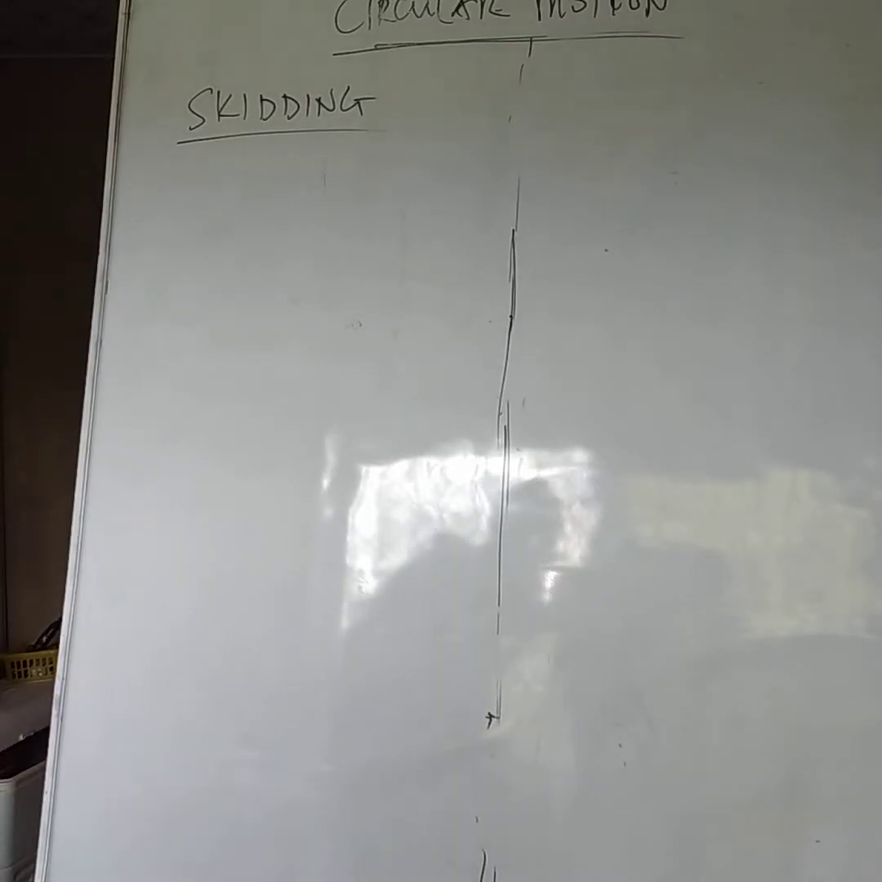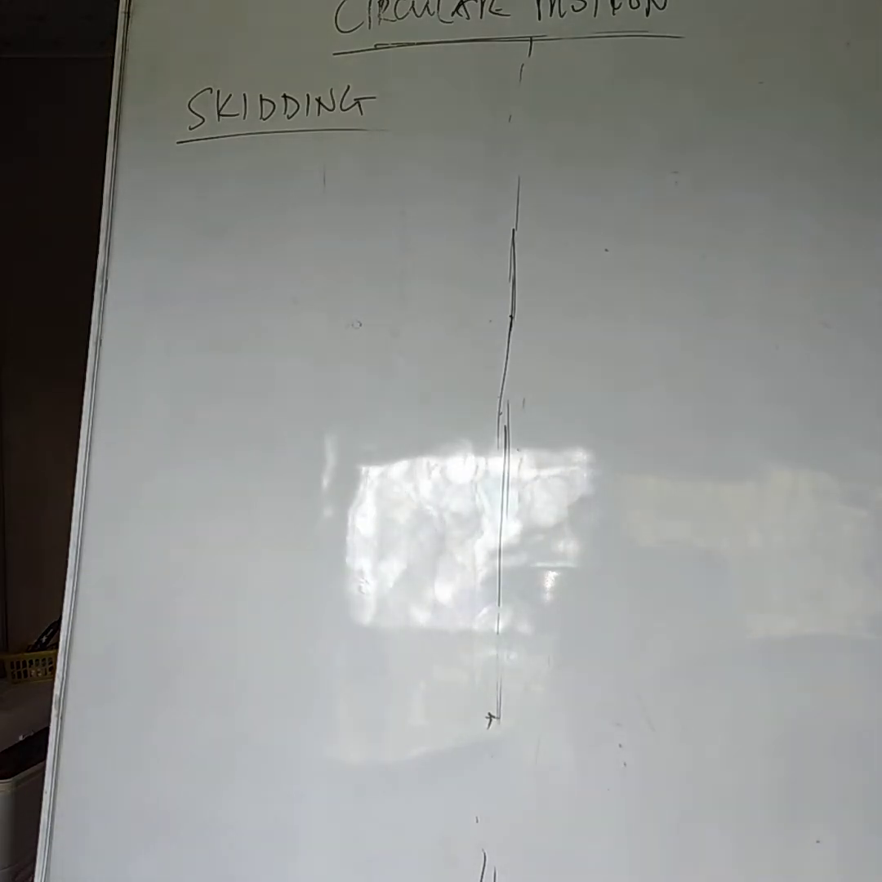We are going to move on to skidding. Now, how do you define skidding? Skidding is simply a phenomenon which occurs when a body that is supposed to move on a curved path suddenly takes a straight path away from the center of the curved path.